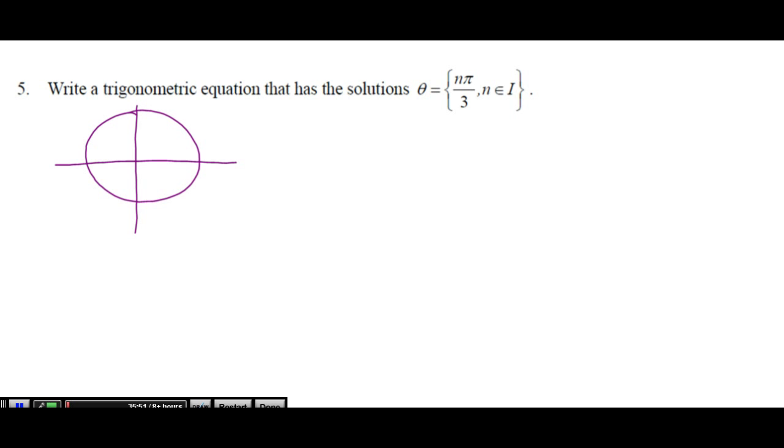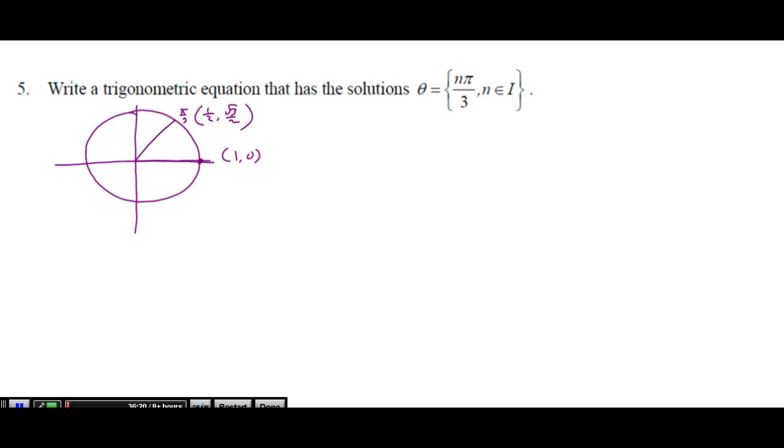So n belongs to integers. What's the lowest value for n? Let's just say 0 pi over 3, right? So we have 0. So here's a solution, right? Which is where? It's at 1, 0. Okay, then what's the next pi over 3? 1 pi over 3, right? So 1 pi over 3 has coordinates of what? 1/2 and root 3 over 2.